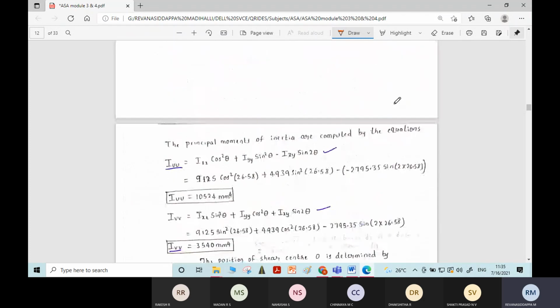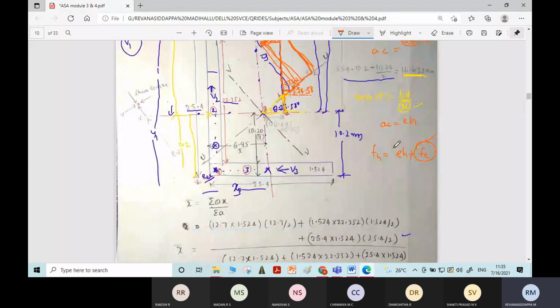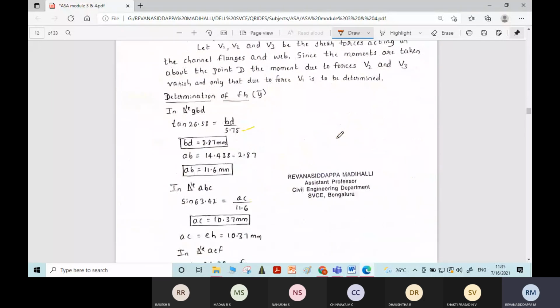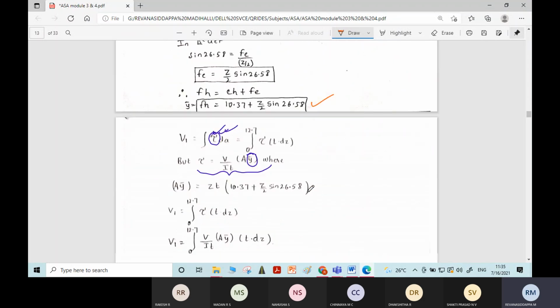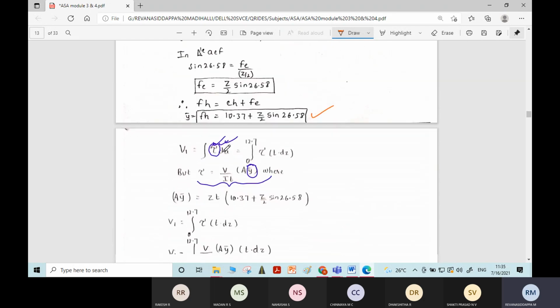FH equal to EH plus FE, as I have written here. EH is already calculated, that is AC equal to EH, that we got as 10.37. So FH is 10.37 plus Z by 2 into sine 26.58. By doing this you will get FH, where FH is Y bar. Here Y bar is there, no? That Y bar value is nothing but FH.